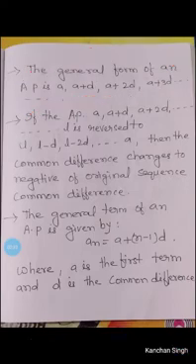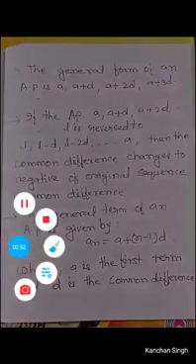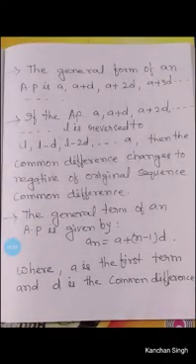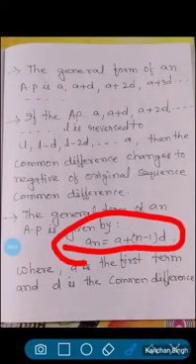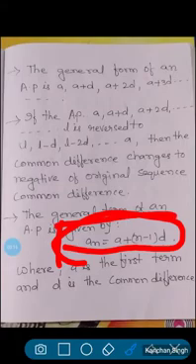Just you see, if the AP A, A plus d, A plus 2d and so on comes to an end at L and is reversed to L, L minus d, L minus 2d and it returns to A, then the common difference changes to the negative of the original sequence's common difference. So the general term of an AP is given by what? An is equals to A plus (n minus 1) d. Is that okay? The general term of an AP is given by An is equals to A plus (n minus 1) d, and we know that A is the first term and d is the common difference.